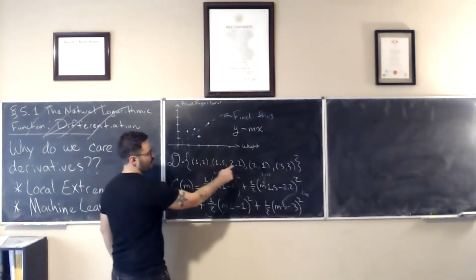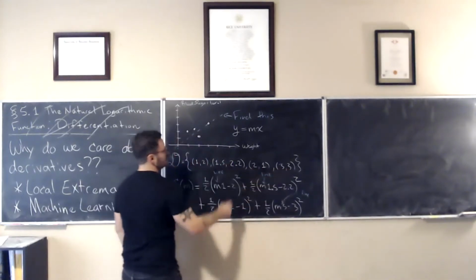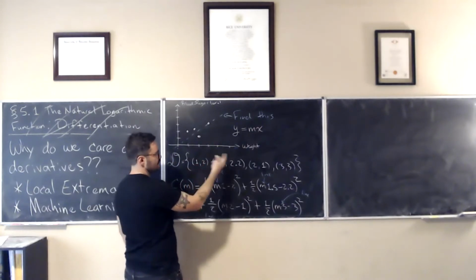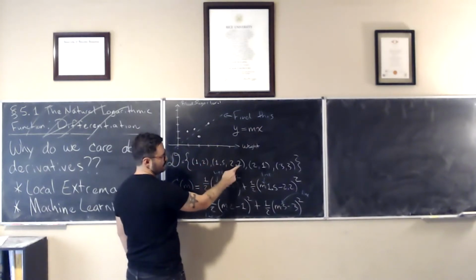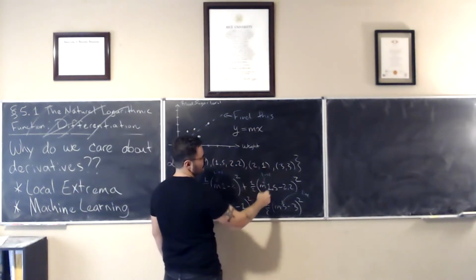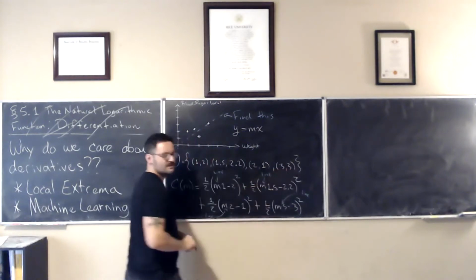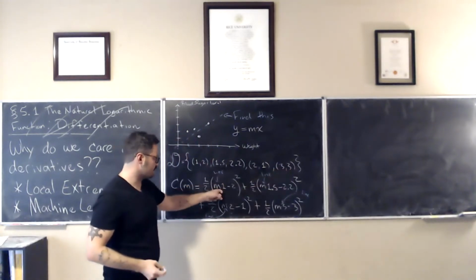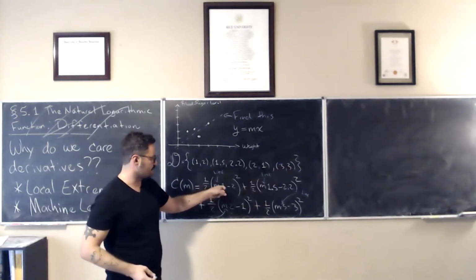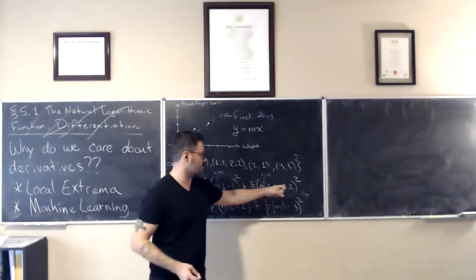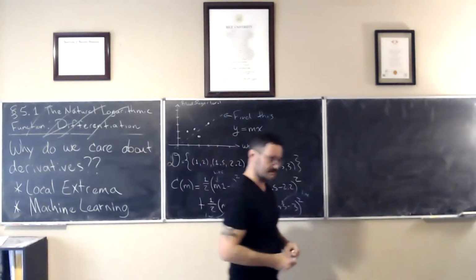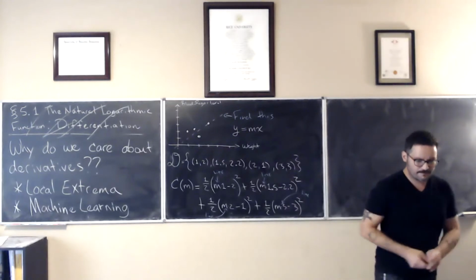See, we know the y's, what they should be. And if we choose an m, m times that 1 better be close to 2. m times that 1.5 better be close to 2.2. m times that 2 better be close to 1. m times that 3 better be close to 3. Does that make sense? This is our line prediction for a given m, and we want that to be close to the actual value, for each point. Does that make sense? Yes, sir.